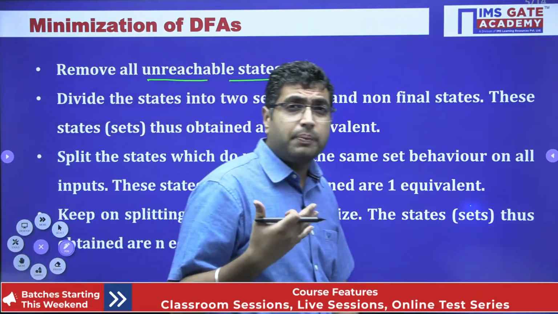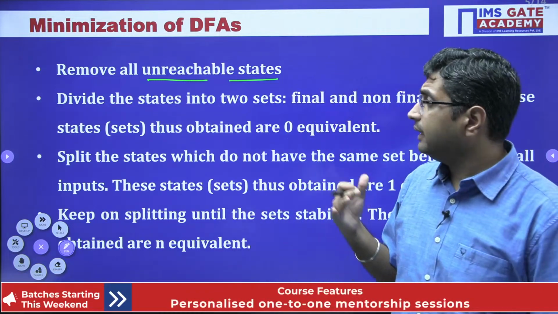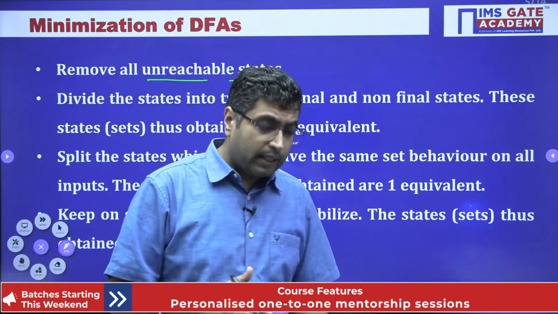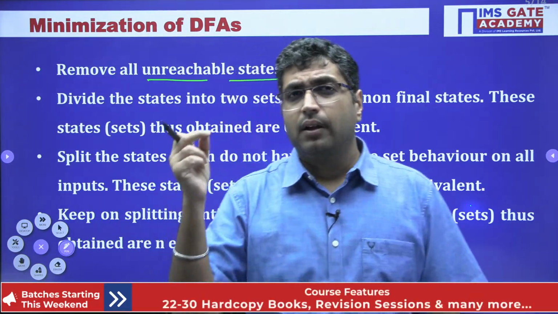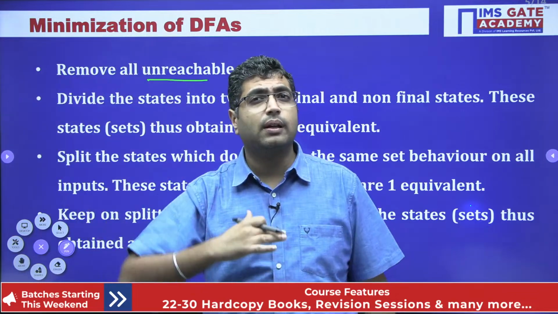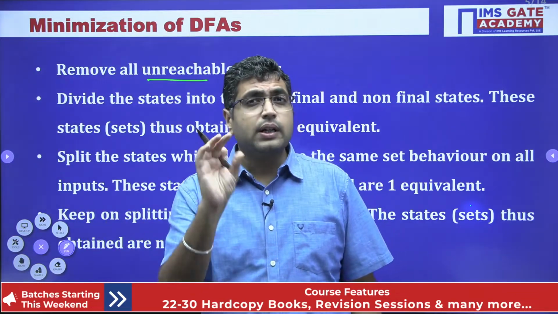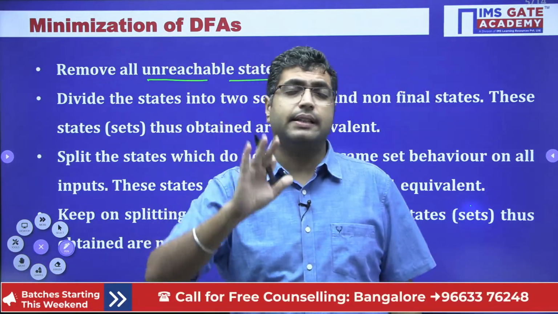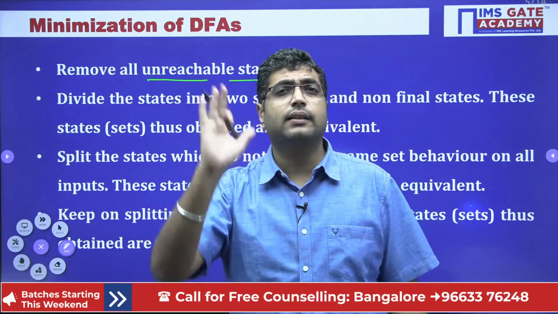Unreachable states are those which cannot be reached, which do not have any incoming edge into them. It might be a single state with no incoming edge, or a group of states with no incoming edge. Therefore, it is always advisable to directly draw the DFA and see whether any unreachable state is there or not.